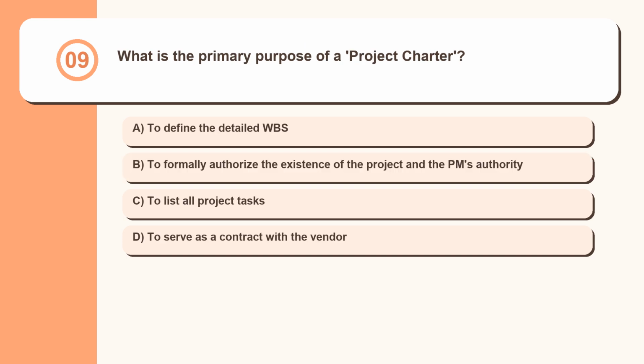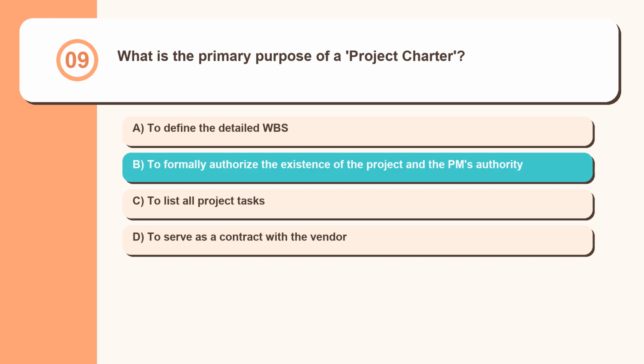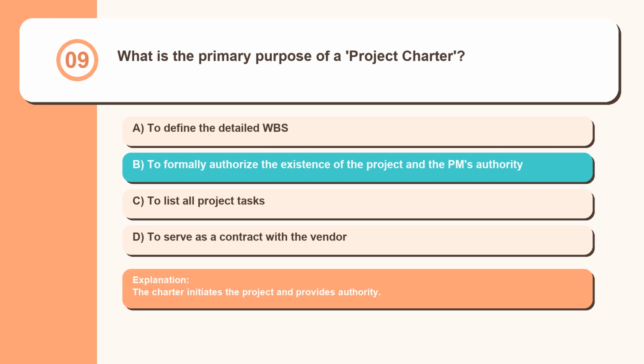Question 9. What is the primary purpose of a project charter? To define the detailed WBS. To formally authorize the existence of the project and the PM's authority. To list all project tasks. To serve as a contract with the vendor. The charter initiates the project and provides authority.